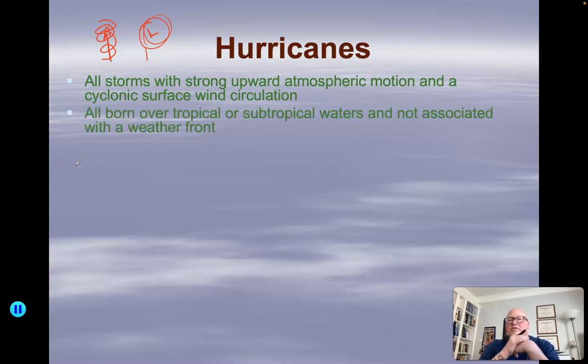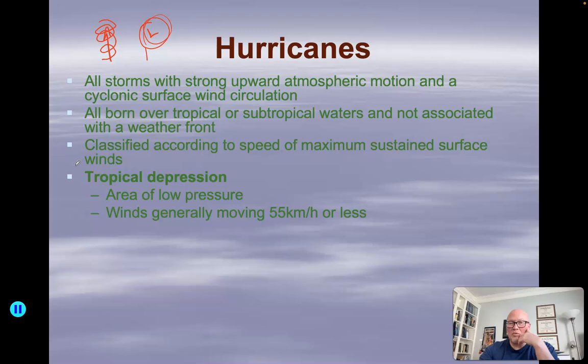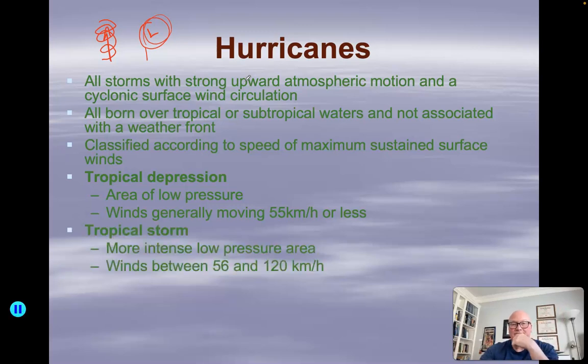So typically they're born over tropical or subtropical waters. They may or may not be associated with any particular weather front. They're classified according to the speed of the winds. So tropical depressions are the lowest grade of, it's not really a hurricane yet, but it's a hurricane in the making. So if the winds are moving about 55 kilometers per hour or less, then you have what's called a tropical depression. And again, this is an area of extreme low pressure that is rotating.